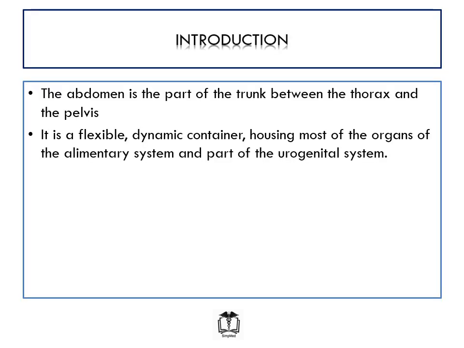The abdomen is part of the trunk. It lies between the thorax and the pelvis. I'll show you a picture of how that looks. It's said to be a flexible dynamic container that houses a lot of organs, particularly organs of the alimentary canal and the urogenital system.